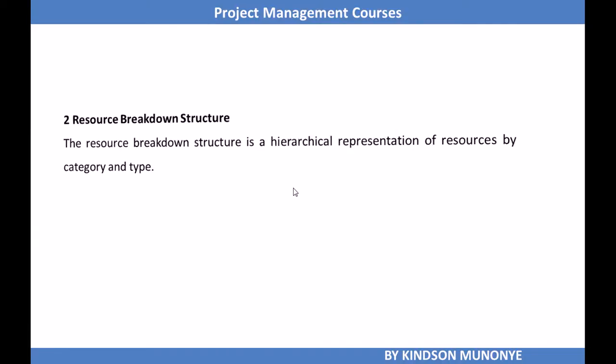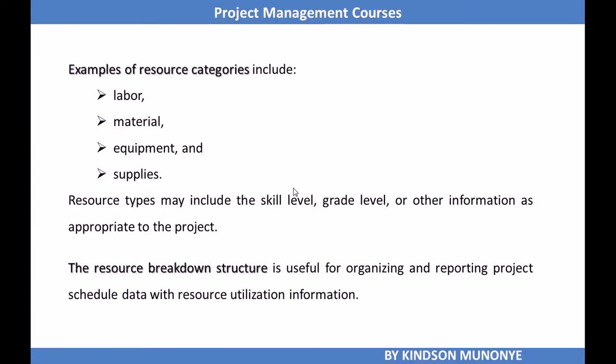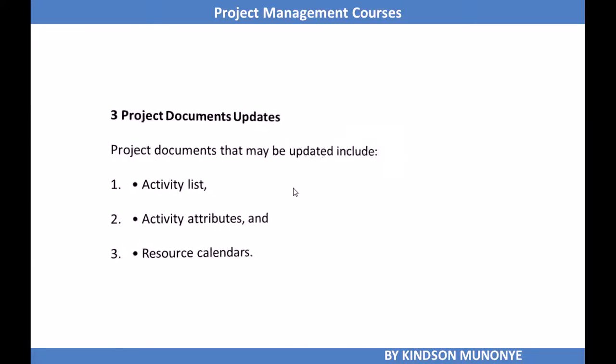Alright, let's now look at the last output of the estimate activity resources. But before then, let's look at examples of resources. Categories might include labor, material, equipment, and supplies. So the resource breakdown structure, RBS, different from the risk breakdown structure, is useful in organizing and reporting project schedule data with resource utilization information.